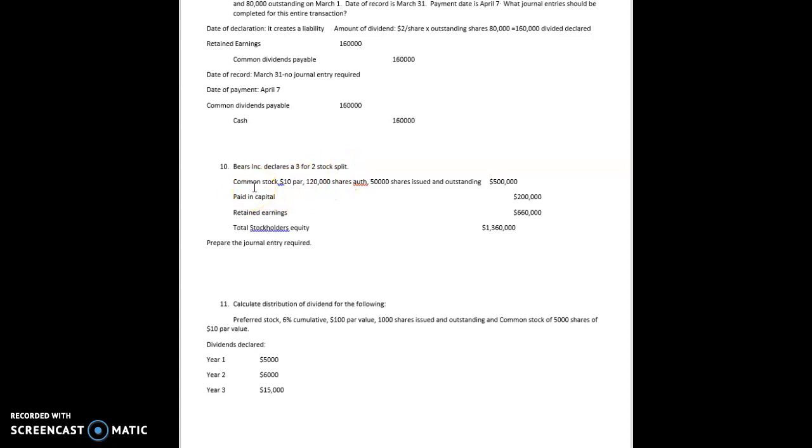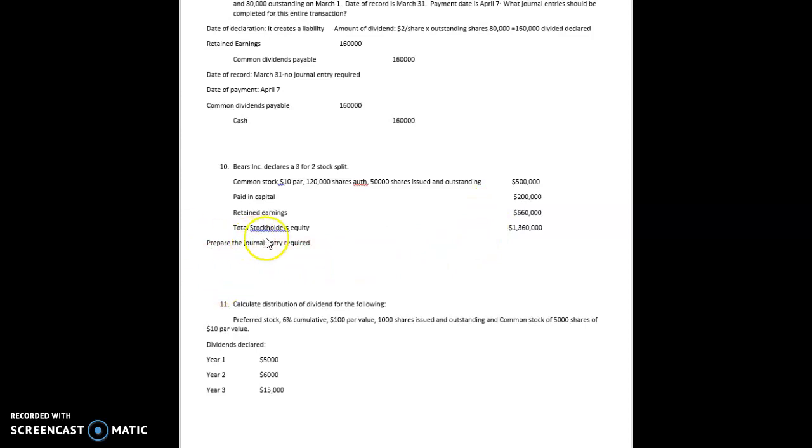So we have common stock that has a $10 par value. We have 120,000 shares authorized and 50,000 shares issued and outstanding. So that means there's no treasury stock. And we have a balance of 500,000. We have paid in capital that is 200,000. And then we have our retained earnings of 660,000 and our total stockholders' equity, which is $1,360,000. So they want us to prepare the journal entry that's required for a stock split.